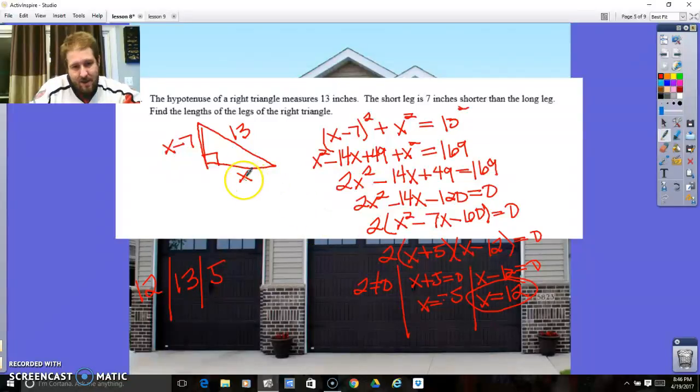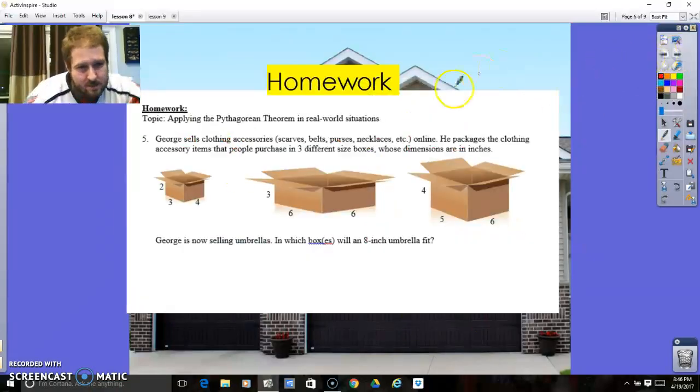Because if x was -5, that would mean this side would be -5, and that doesn't make any sense. 12 was the only answer that made sense. So if you put 12 in for x, one side would be 12, this side would be 5, and this side's still 13. Great. Awesome.